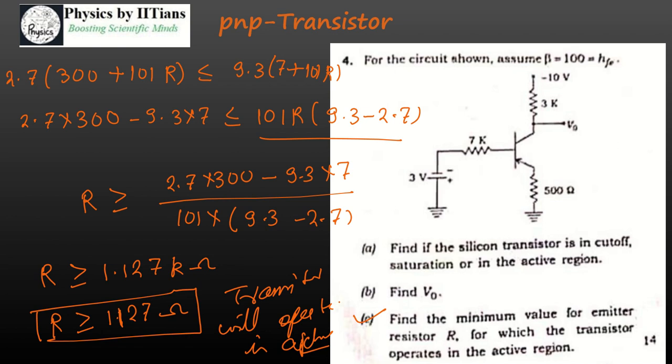So we have successfully solved the complete question by clearly identifying the region of operation, finding the output voltage, and then finding the minimum resistance required for the transistor to operate in the active region.